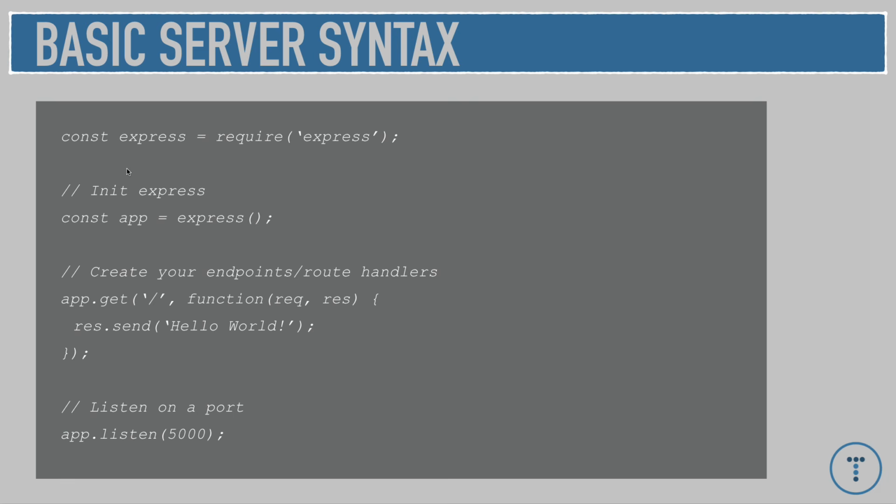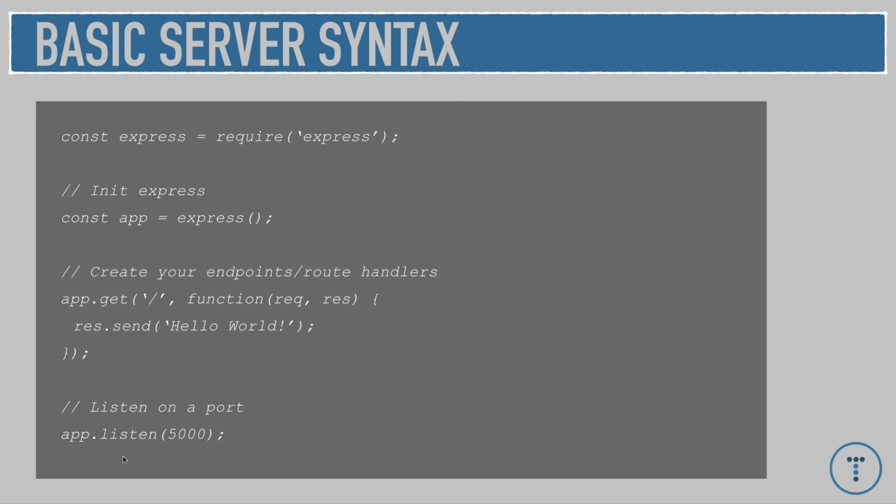And then to initialize Express, you just set a variable to the Express method here, usually called app, and then you create your endpoints. In this case, we're accepting a GET request to the index route, which is the slash, and then we just have a callback function that takes in a request and a response, which we'll talk a little bit about in a second. And then we just do whatever we want.